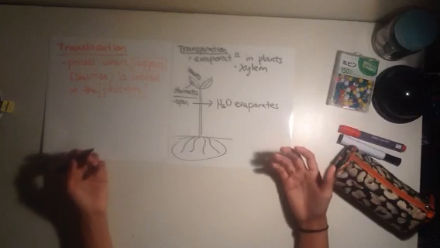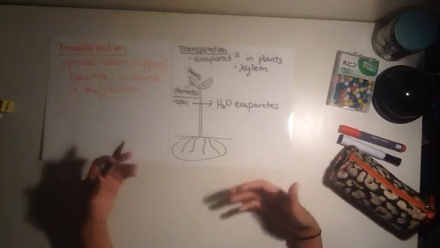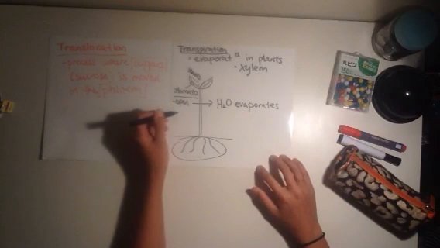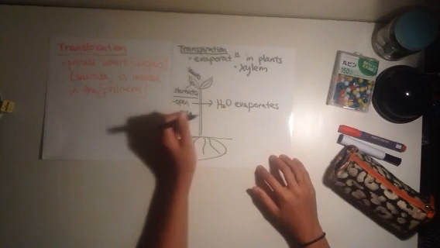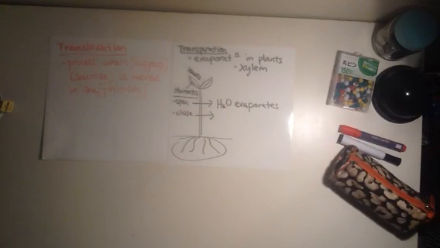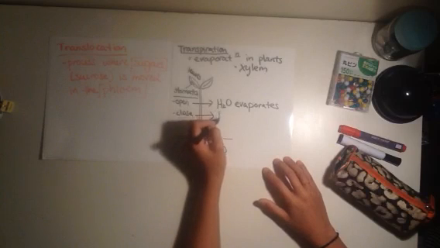Now, say for example, if the plant is under stress, let's say it's not getting enough water, there's not enough water in the environment, the stomata are going to close. So when the stomata close, it helps to preserve or to keep the water inside of the plant. So this keeps the water.